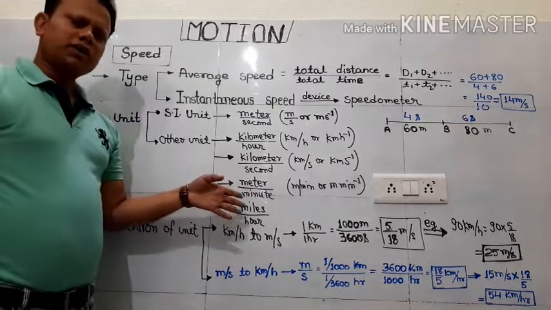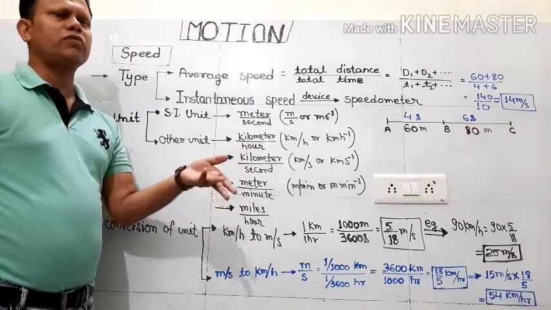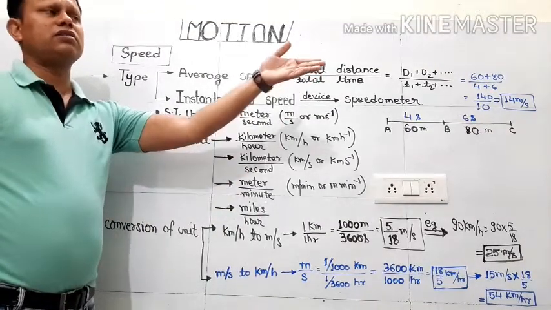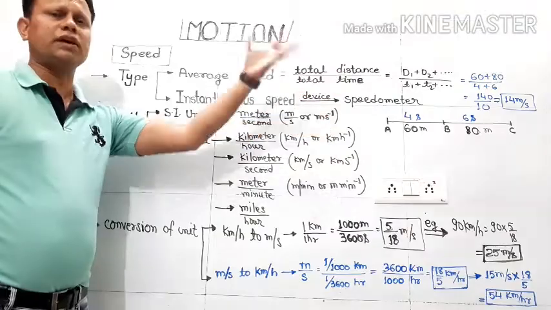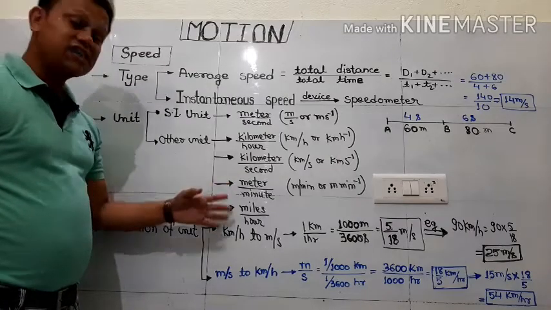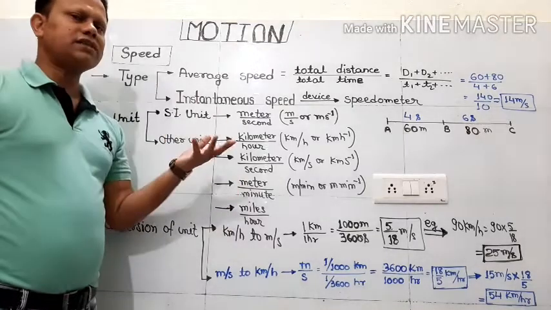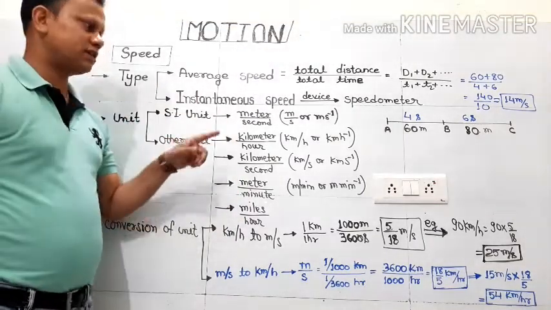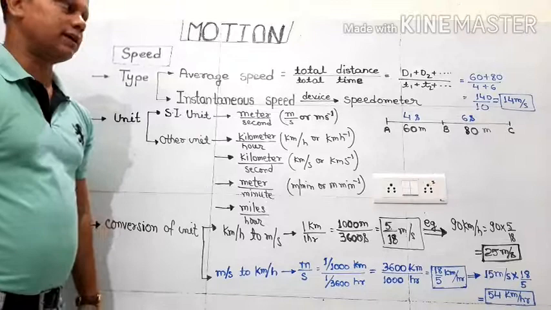Then meter per minute also: for 1 minute somebody can travel 1 meter, 2 meter, 5 meter, 10 meter. Then miles per hour also. So there are various types of unit which we can make. But the standard unit is meter per second.